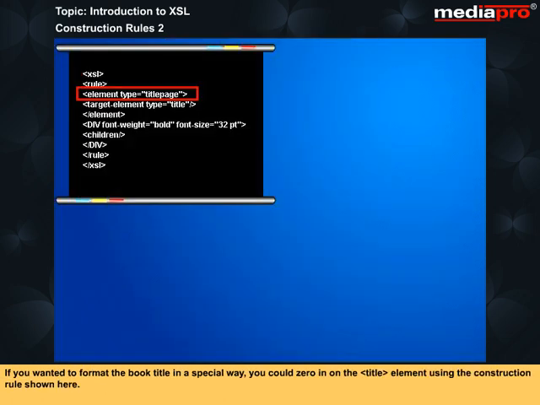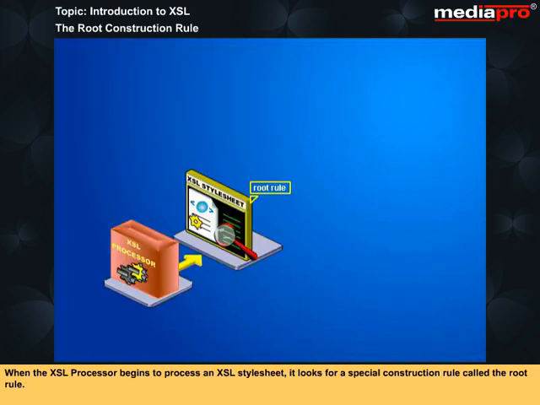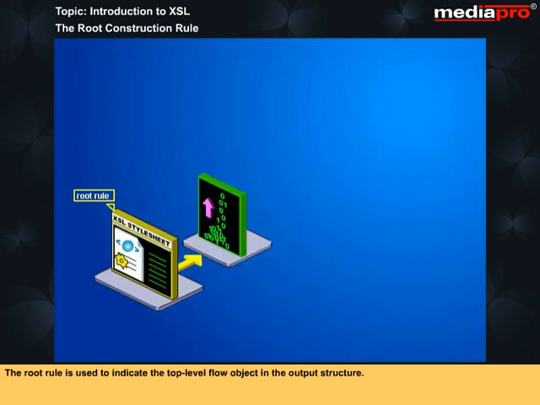If you wanted to format the book title in a special way, you could zero in on the title element using the construction rule shown here. When the XSL processor begins to process an XSL stylesheet, it looks for a special construction rule called the root rule. The root rule is used to indicate the top-level flow object in the output structure.